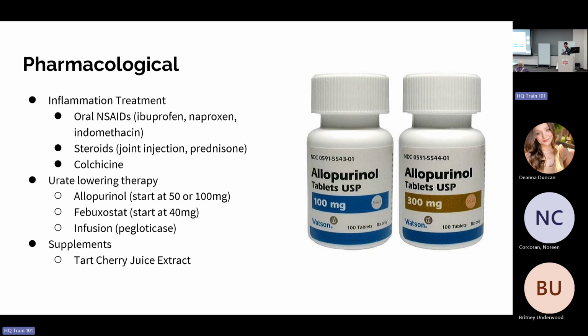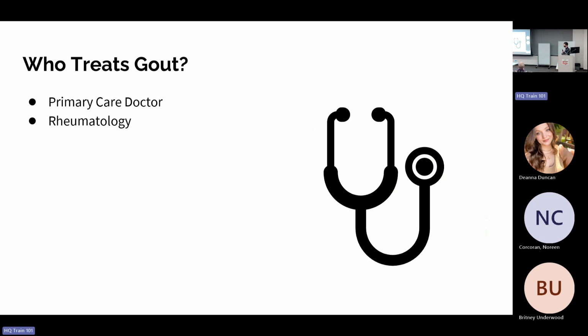As far as supplements are concerned, you may have read that tart cherry juice can help. And it may. There are certain studies trying to look into that. But usually the amount of tart cherry juice you'd really need to drink every day to have an effect would be more than you would actually want to drink. So who treats gout? Your primary care doctor and a rheumatologist.